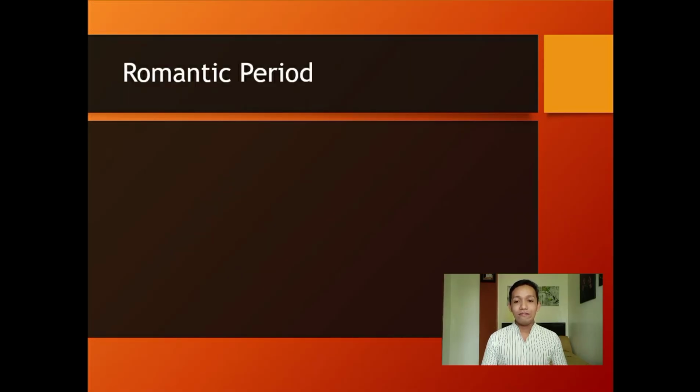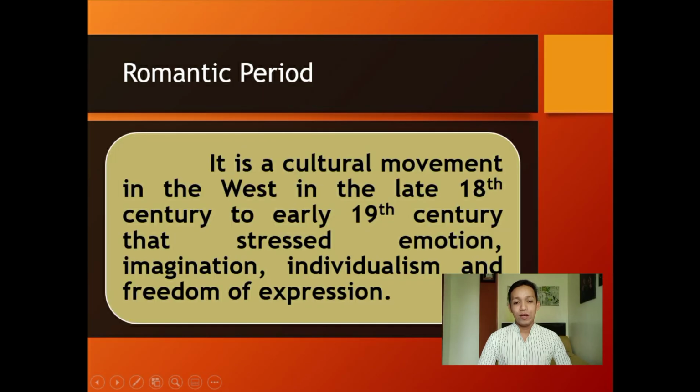First off, let us define Romantic period. Romantic period is a cultural movement in the West in the late 18th century to early 19th century that stressed emotion, imagination, individualism, and freedom of expression. This actually started from the countries in the West or European countries from the year 1820 to 1910.